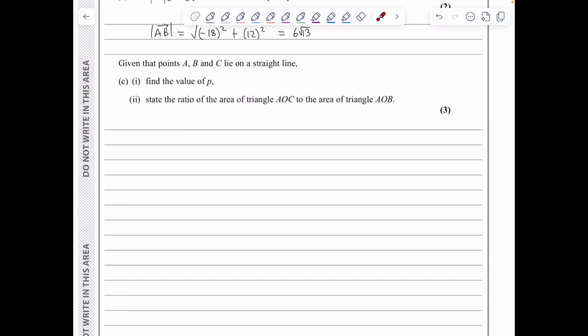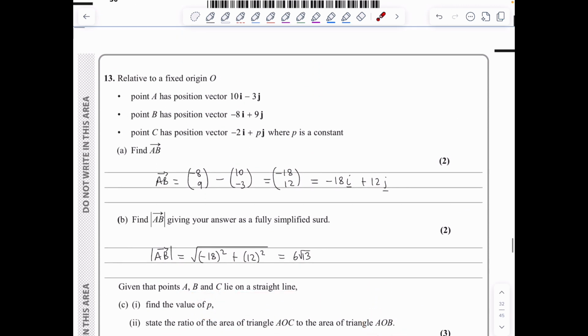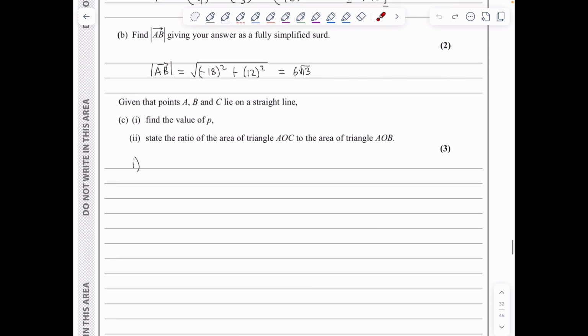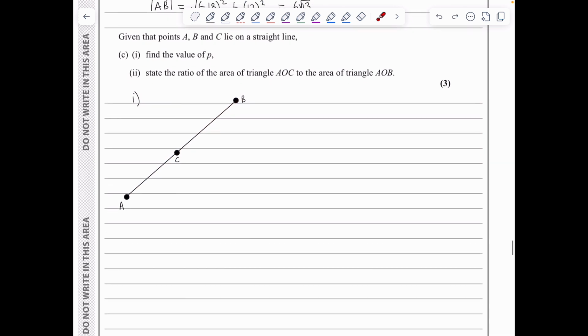Now, given that points A, B, and C lie on a straight line, we need to find the value of p and state the ratio of the area of triangle AOC to the area of triangle AOB. So, looking at the position vectors for A, B, and C, and in particular the i components, we can see that the negative 2 i component of point C is sitting between the i components of A and B, and this means that if I draw a straight line, then we expect C to lie between A and B as shown here. In addition, I will put the origin somewhere.